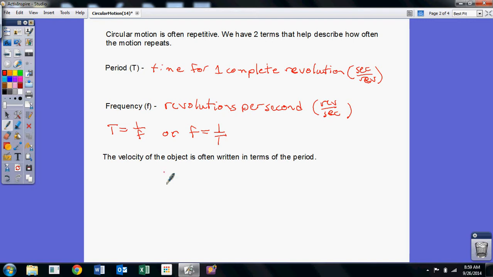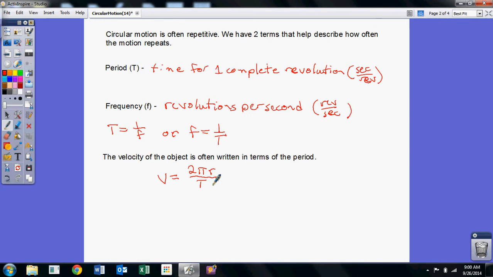The velocity of the object is often written in terms of the period. We talked about the linear velocity, which we said was equal to 2 pi r over the period. The time it takes to go around once is the period.